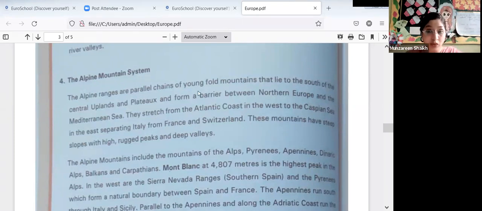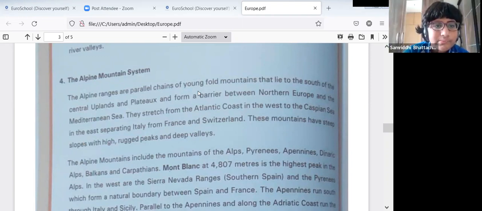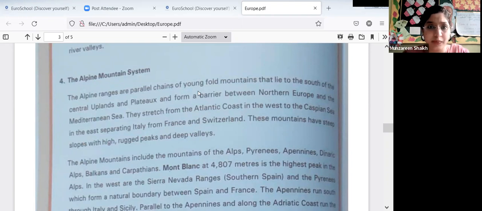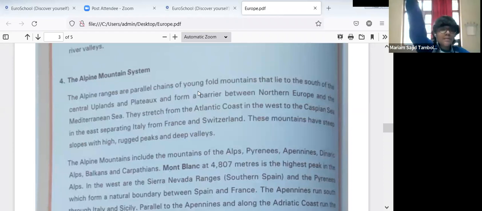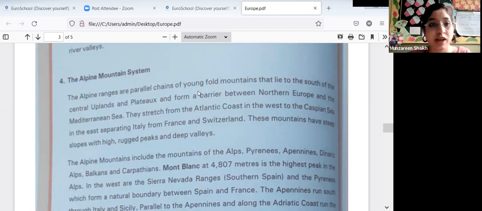These mountains have steep slopes with high rugged peaks and deep valleys. Looking at this, we can guess the population. We were doing that yesterday also, right? Based upon the location and the form of the land, the population is dependent. One question: which area we studied yesterday was highly populated? The central uplands and the southern plateau. Yes, they are the ones which are highly populated.